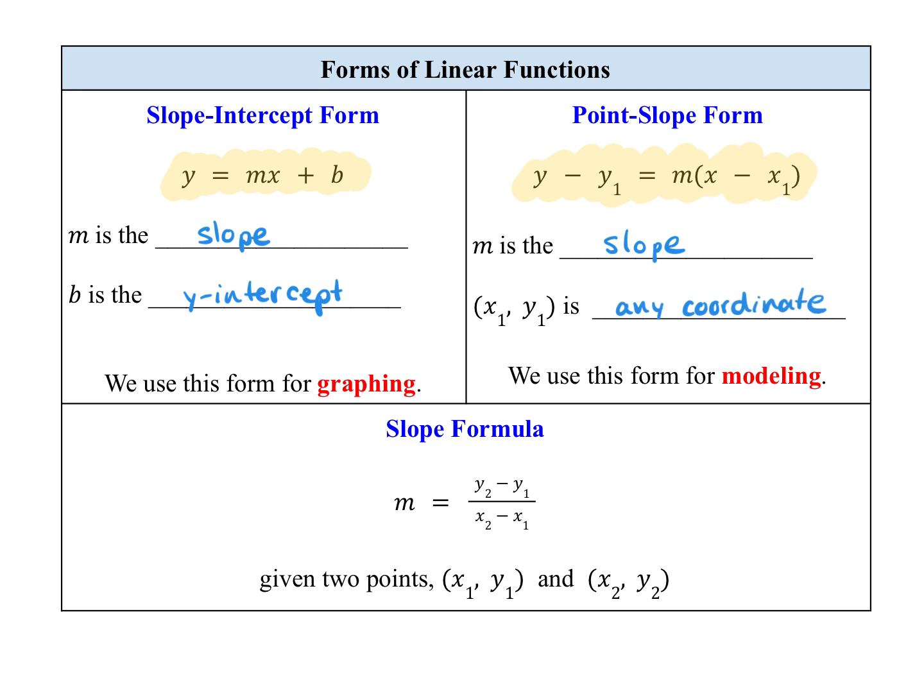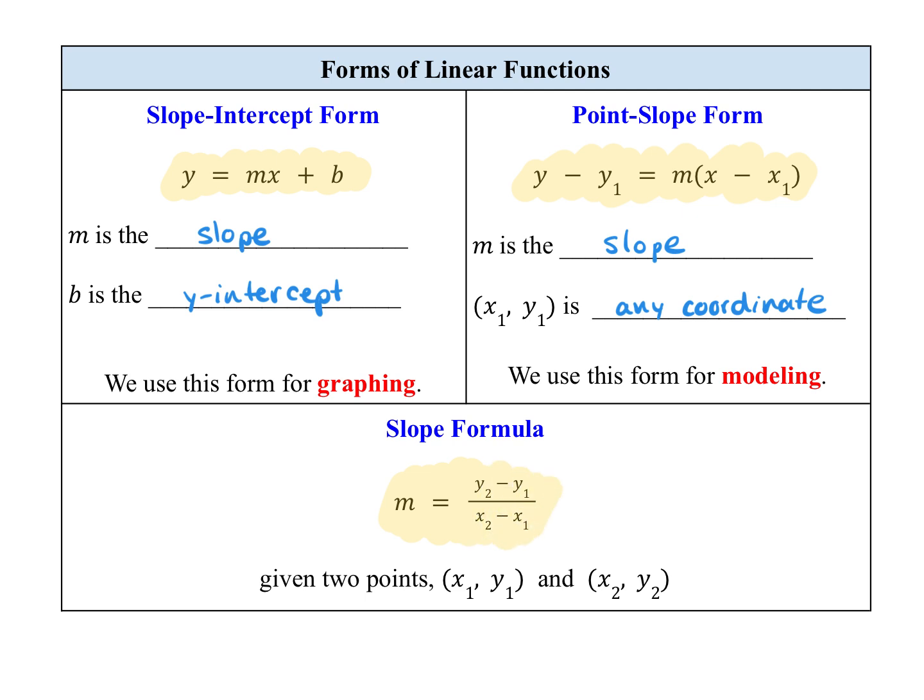on your graph. So this form is really nice for modeling because you still need the slope like you need for slope-intercept form, but with this one any coordinate will allow you to make the equation. For slope-intercept form, you have to know the y-intercept, which is a very specific coordinate, but here, any point on your graph will work. And then, of course, we do need to sometimes know how to find our own slope.